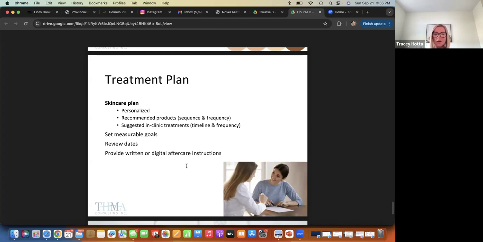Set measurable goals. I think very important to set realistic expectations. Tell them collagen remodeling takes time. It can take up to 6 months for it to happen. Review dates with them, timing of appointments, frequency of appointments, discuss that with them. Provide written and digital aftercare instructions. So we always give them a handout with pre-treatment as well as post-care treatment instructions as well.